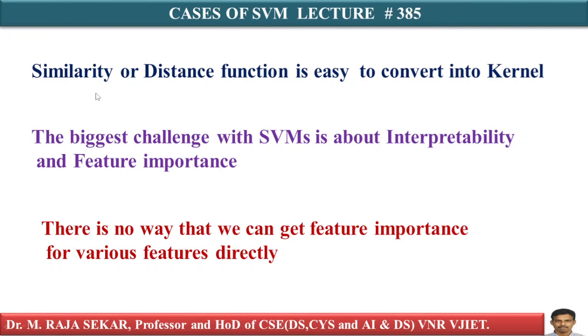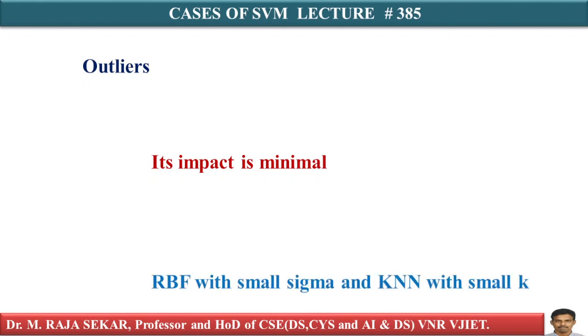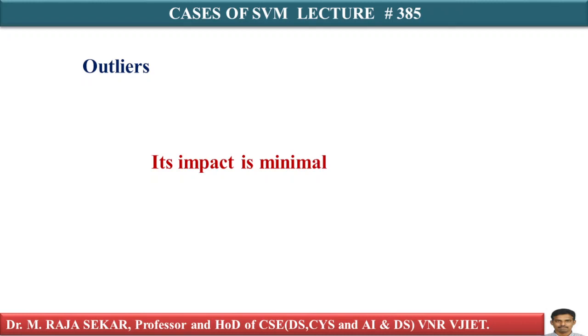The next important thing is outliers. Outliers have very little impact on your model, because if you think about it, only support vectors matter for the model, isn't it? If you have an outlier, its impact is minimal, very small.